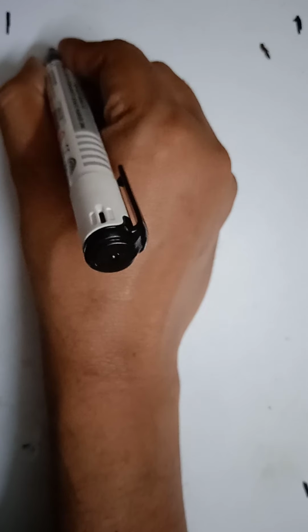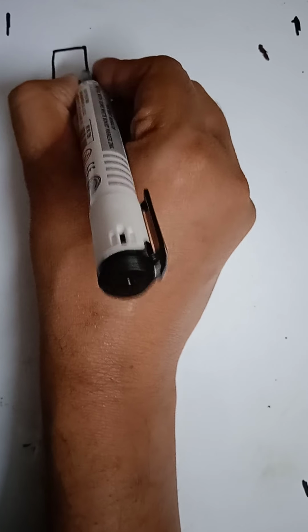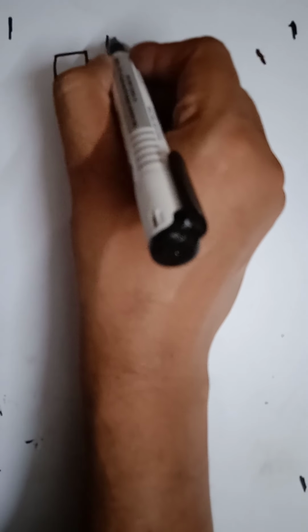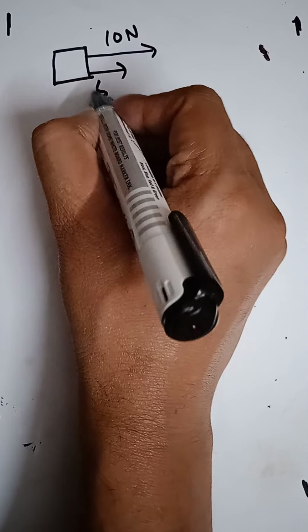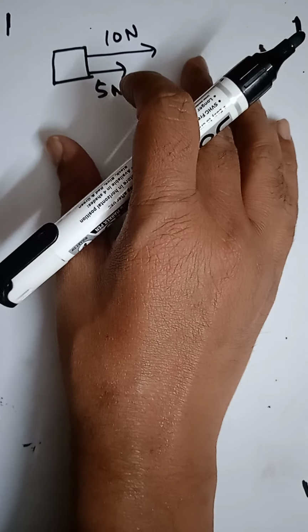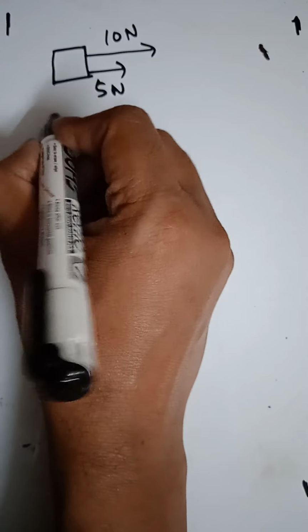So let's say this is a block and I'm applying a force of 10 Newton like this and a 5 Newton also like this. So what will happen? This block will move forward with a certain force of 15 Newton. That means it will have certain acceleration, right?